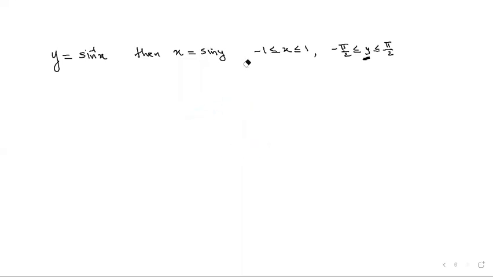Can everybody write down? Definition of inverse function. y is equal to sin inverse x, then x is sin y. Then the value of x should be between minus 1 and plus 1, and the value of y should be between minus pi by 2 and plus pi by 2.